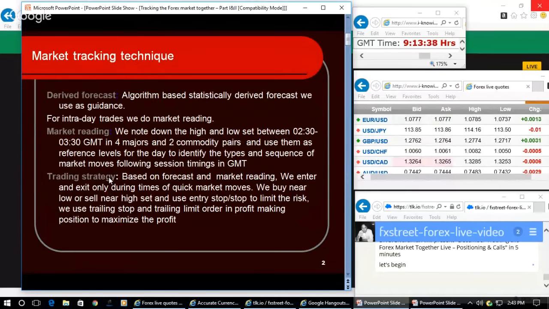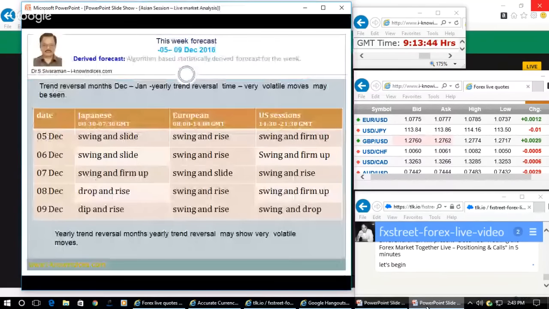the trading strategy. Yesterday, I gave the Asian Session Live Market Analysis webinar. During that time, I explained the session-wise forecast, that is, from this time to this time, what will be the move in the market? From this time to this time, what will be the type of move in the market? I gave it for all three sessions of the day.